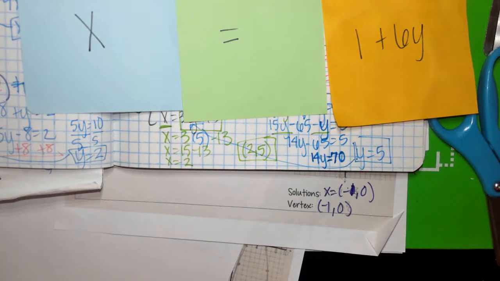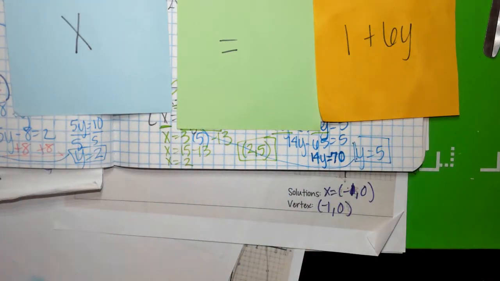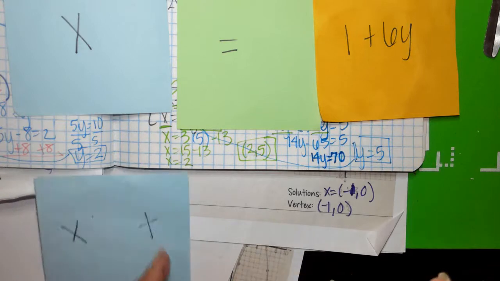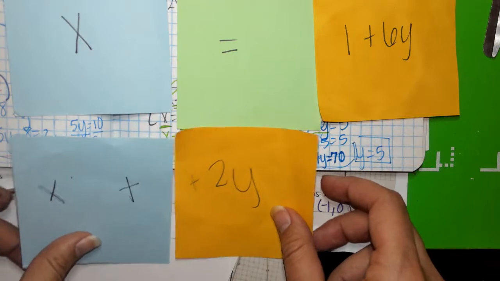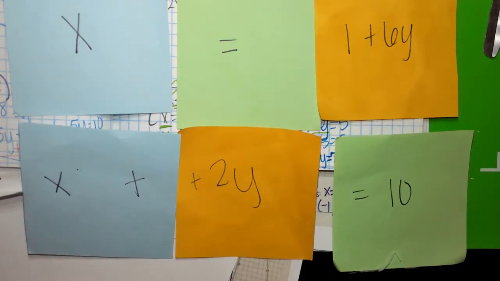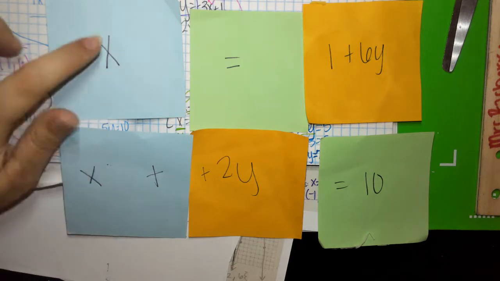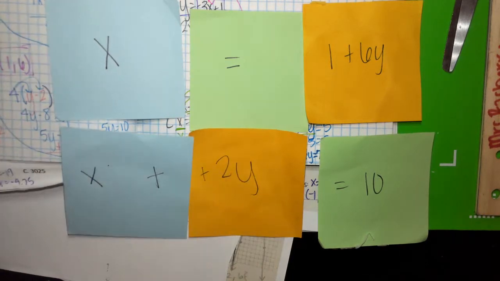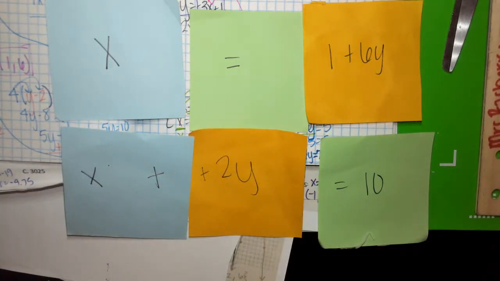And then I need a bigger space up here. Alright, so x equals 1 plus 6y. And then x plus 2y equals 10. Now, we're substituting. And when you substitute, you look for the variable that's by itself. Which variable is by itself, x or y? x. Okay, now what does x equal? 1 plus 6y.